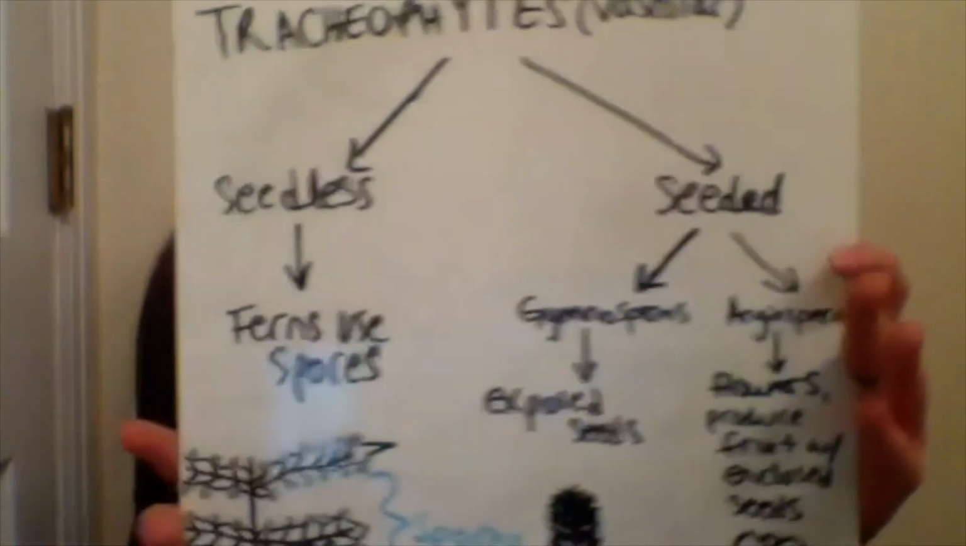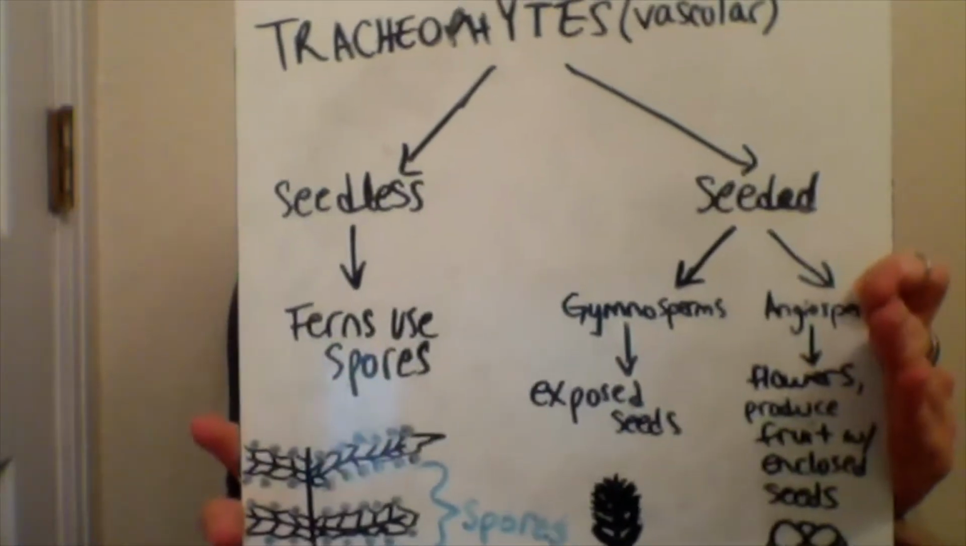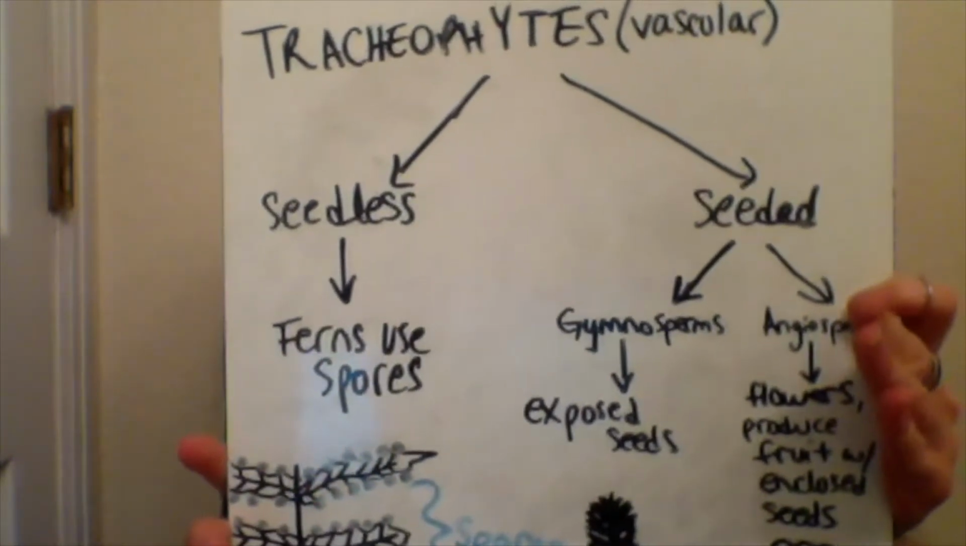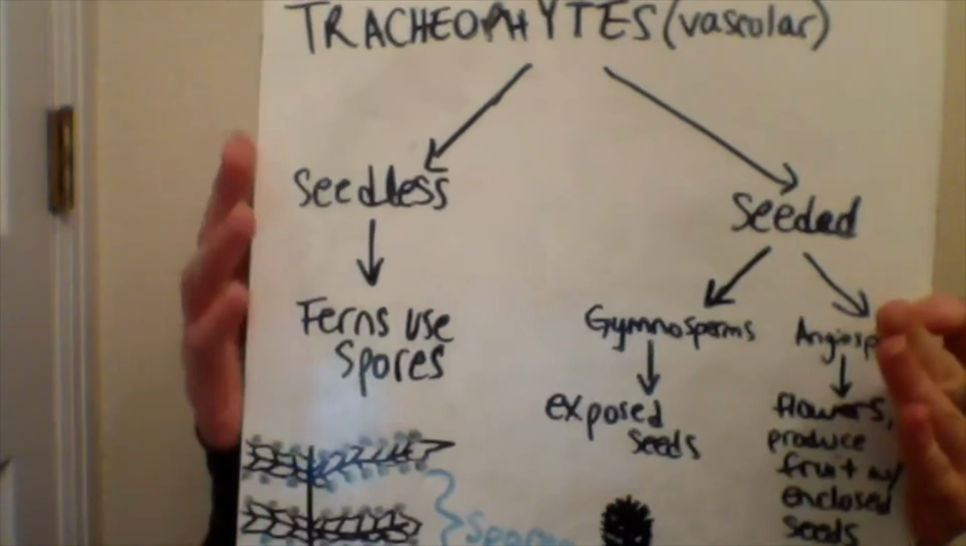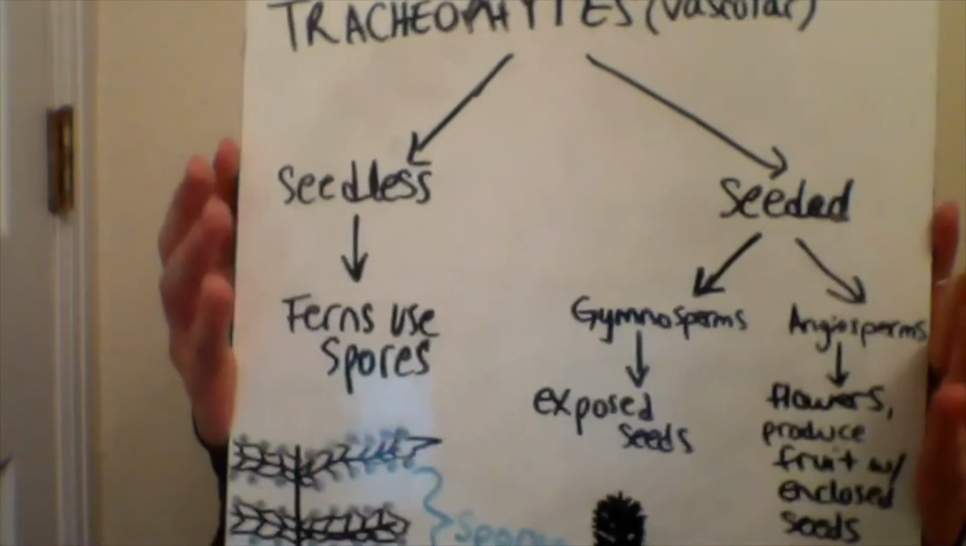We're going to be discussing the reproduction process in tracheophytes, and I made a diagram so you can follow along. Tracheophytes are divided into two groups by whether or not they reproduce with seeds, and I drew that on this diagram.